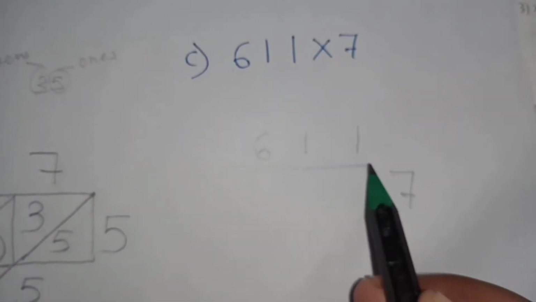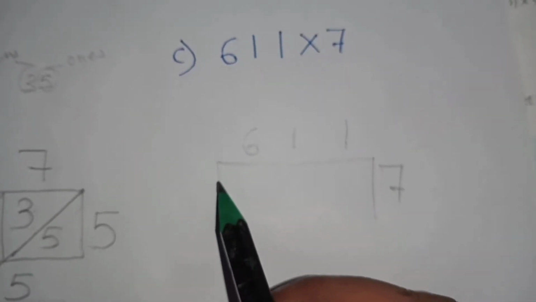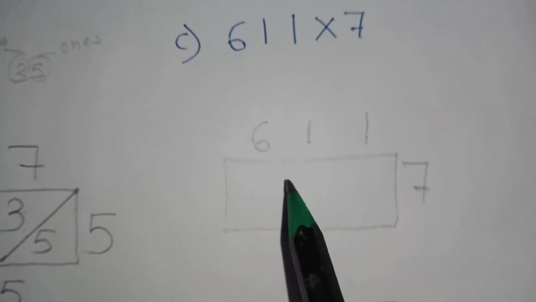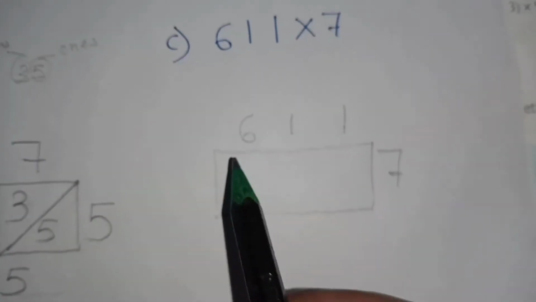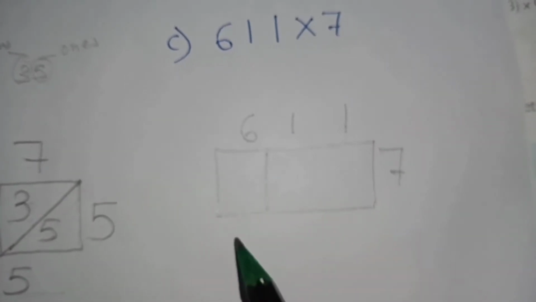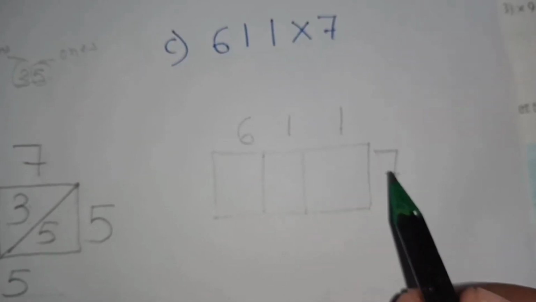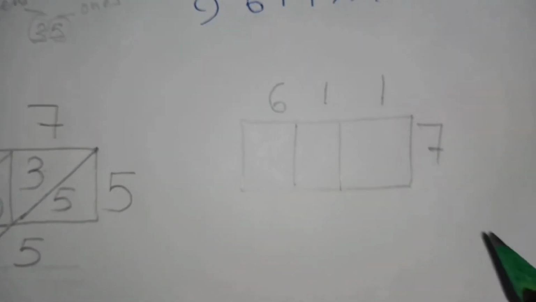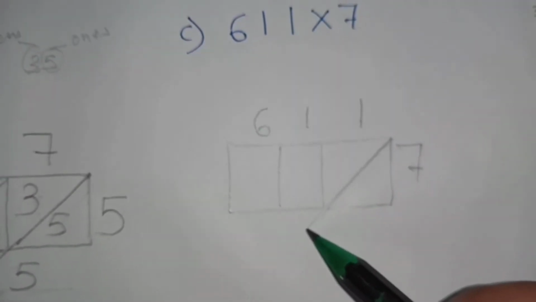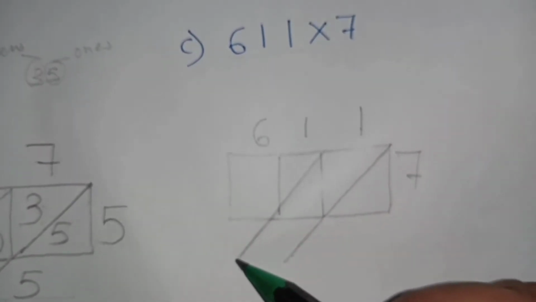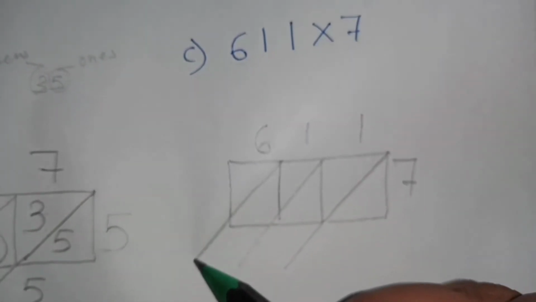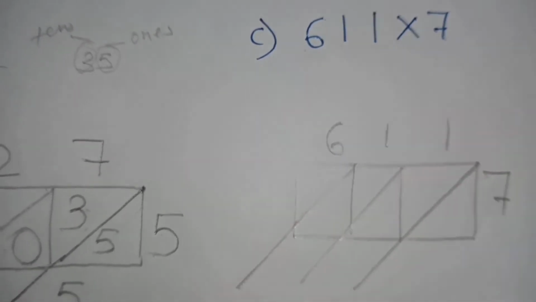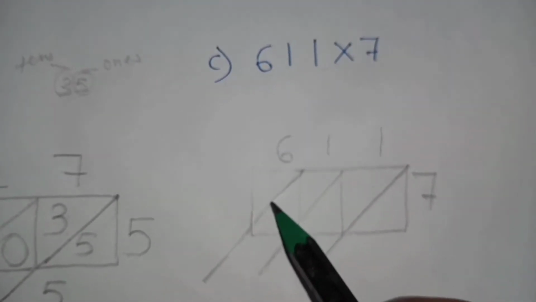Now we will make a box. How many columns will be there? 3 columns, because in the multiplicand 3 numbers are there. So 3 columns, 1 2 3. And how many rows are there? Only 1 row. Now what you have to do? We have to divide this box, a little bit extended. You will divide it properly in the middle.